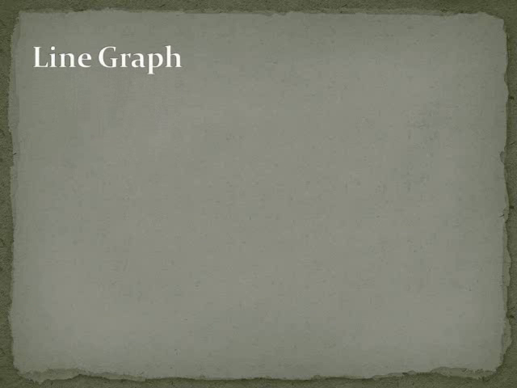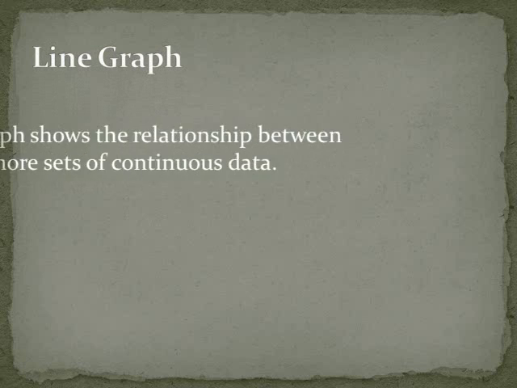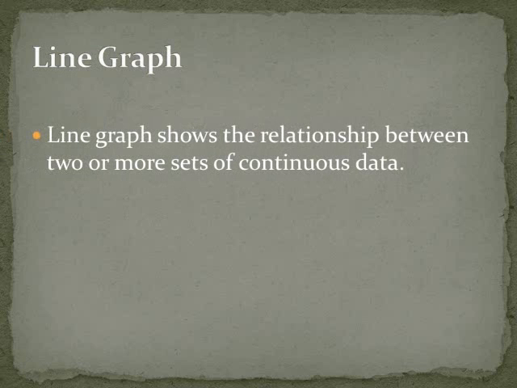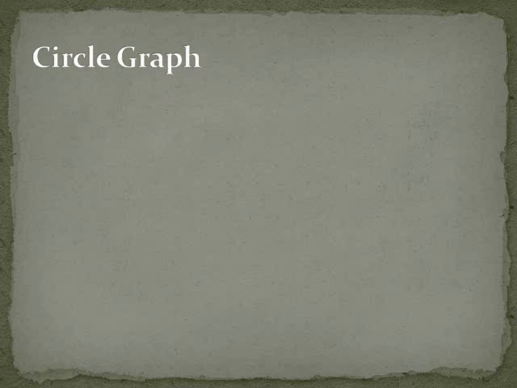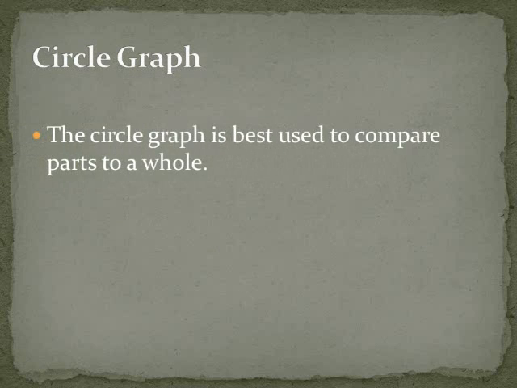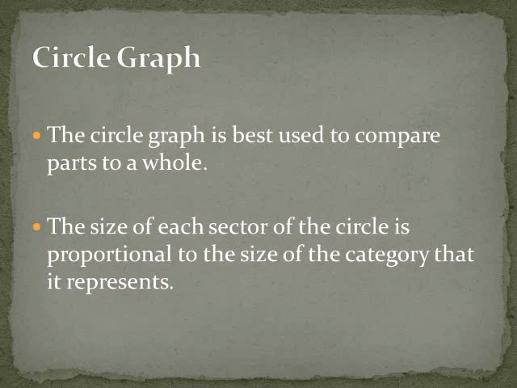Line graph. Line graph shows the relationship between two or more sets of continuous data. It may show the relationship between a population and time. Circle graph. The circle graph is best used to compare parts to a whole. The size of each sector of the circle is proportional to the size of the category that it represents.